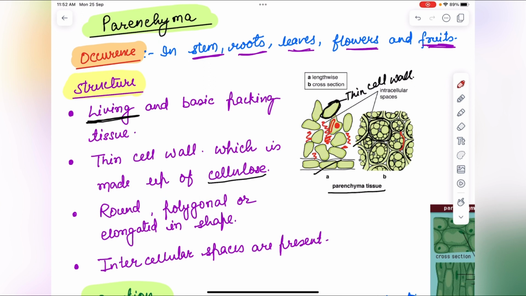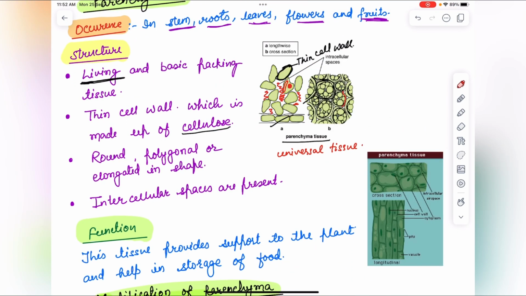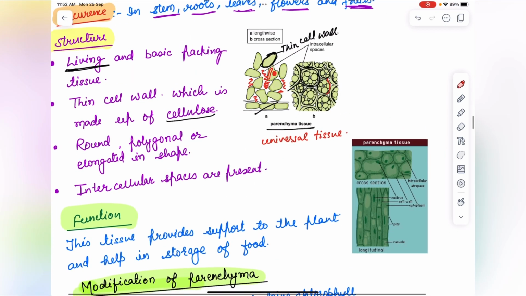This parenchyma is the first evolved permanent tissue, which is present in all parts of the plants, that is all the soft parts of the plants, and is therefore called a universal tissue. Now we'll see the function of this parenchyma. You can see this is the structure of parenchyma tissue. This is a thin cell wall, the nucleus is small and large vacuoles are present, and you can see these are the intercellular spaces.